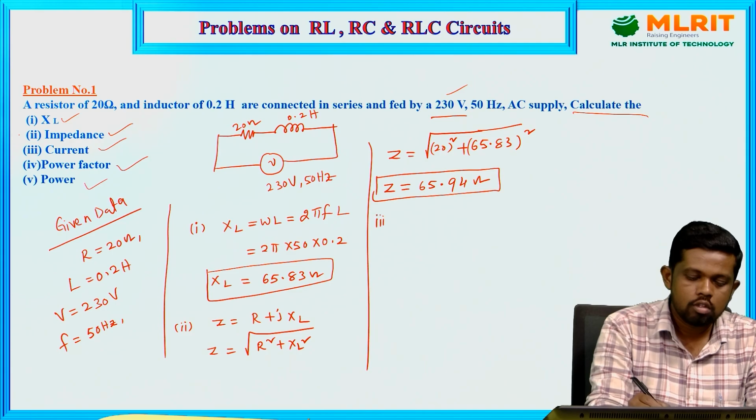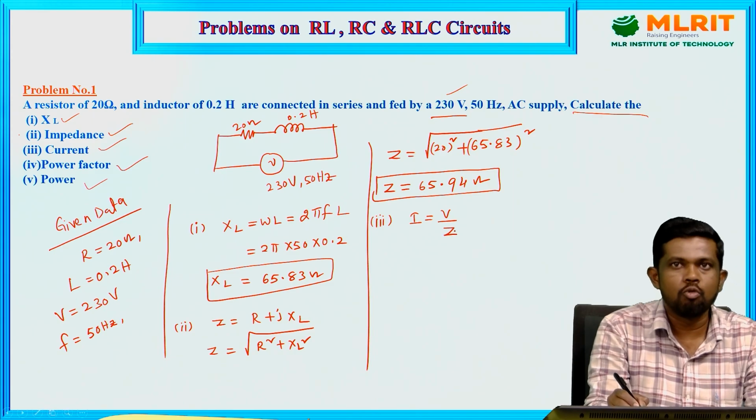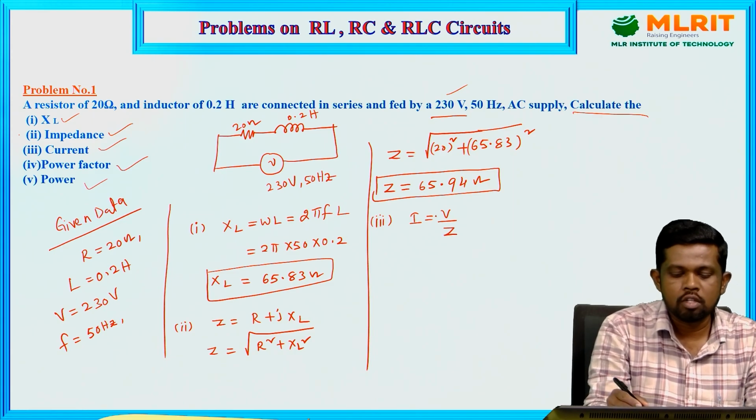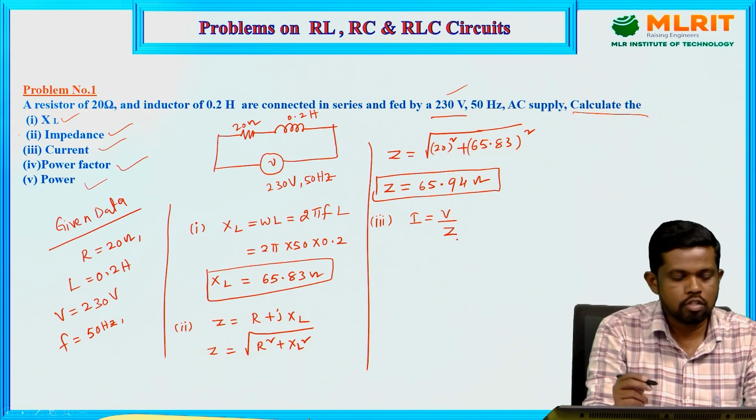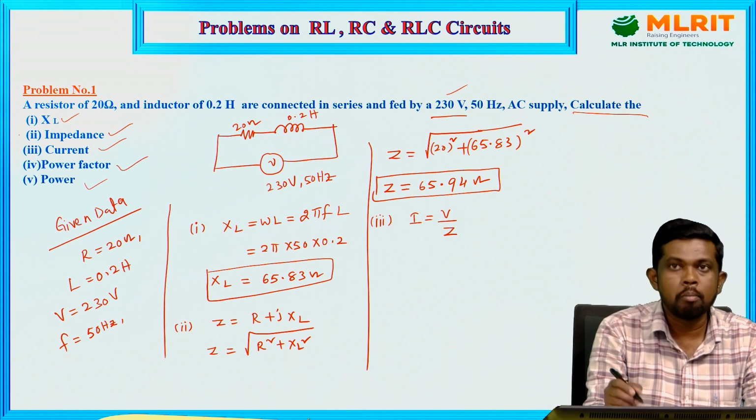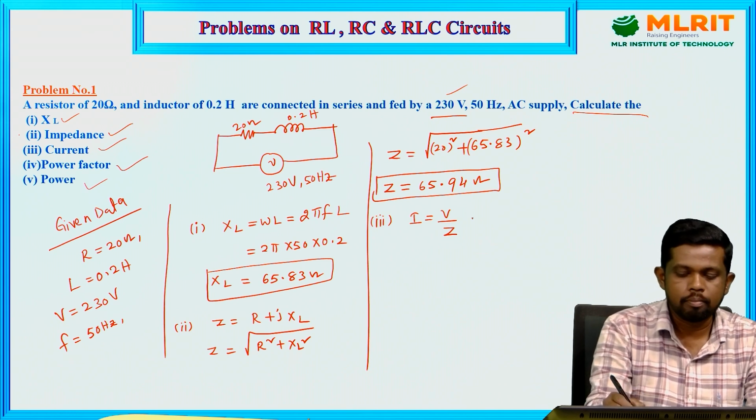Next, the third one, according to the question, is the current value. From Ohm's law, it is the ratio of the voltage upon impedance. If it were a DC network, we would consider the ratio of the voltage upon resistance. Because it is an AC circuit, due to the reactance offered by the network, the whole opposition offered by the network is the impedance, so I equal to V by Z. Here V is 230 and Z is 65.94.